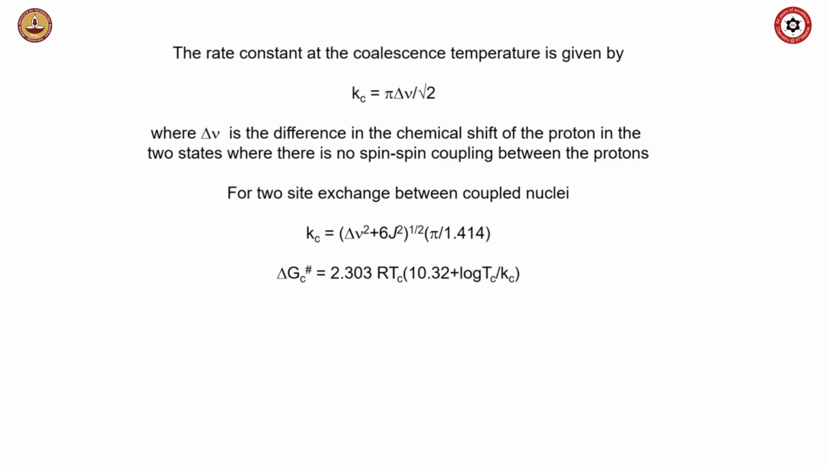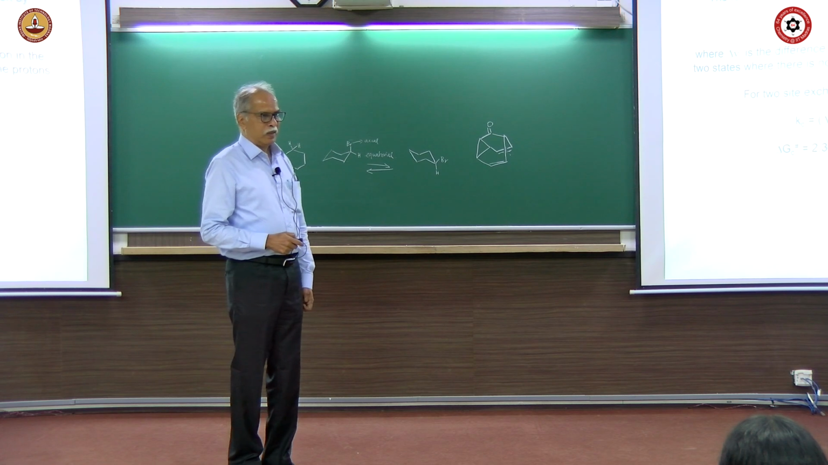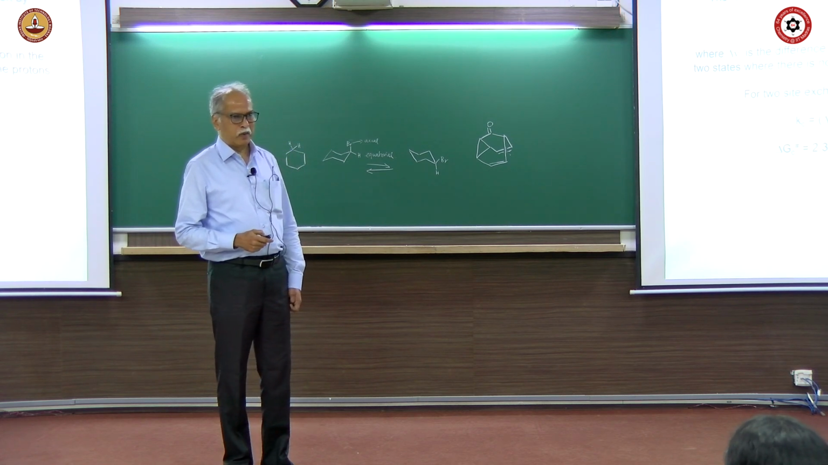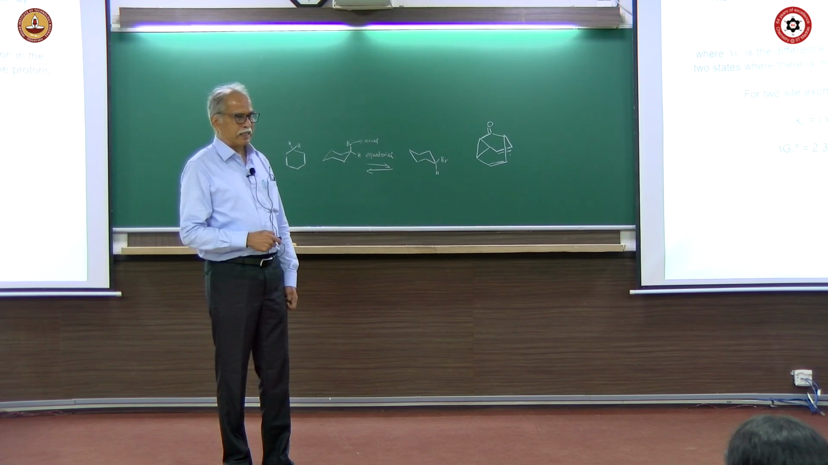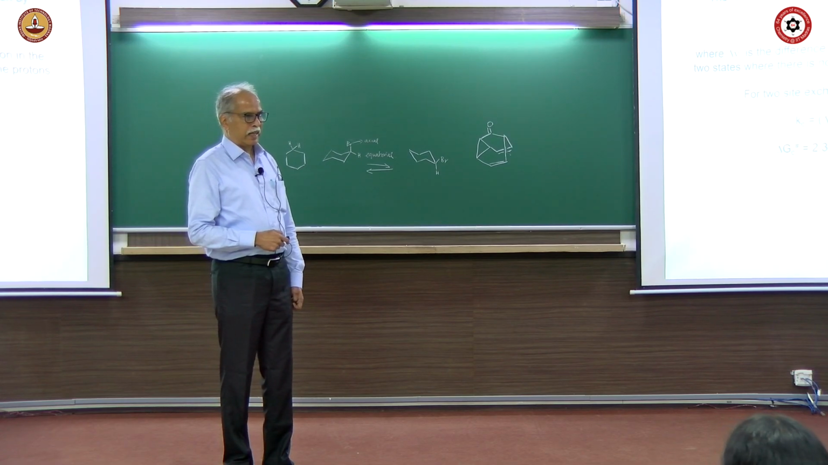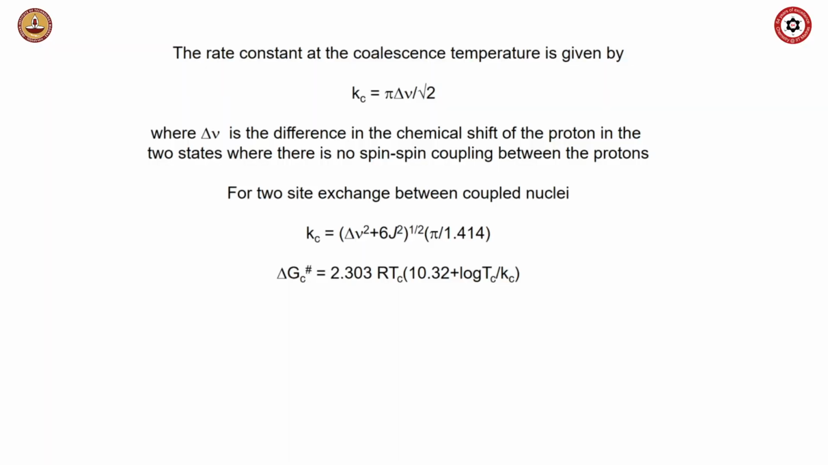For a simple system with the coalescence temperature kinetics, single point kinetics, the rate constant is pi delta nu by square root of 2. Delta nu is the difference in the chemical shift value of the 2 hydrogens or 2 carbons we are talking about: the axial equatorial carbon in the dimethyl cyclohexane, or the axial equatorial hydrogen in the cyclohexane itself. That is the delta nu that we are referring to. This is a single point kinetics. Nevertheless, it is useful to obtain the rate constant by using this kinetics.